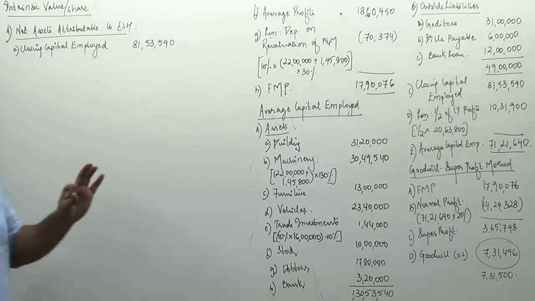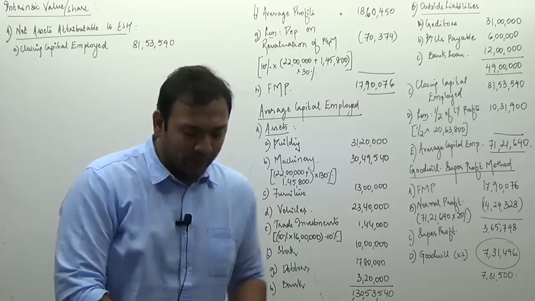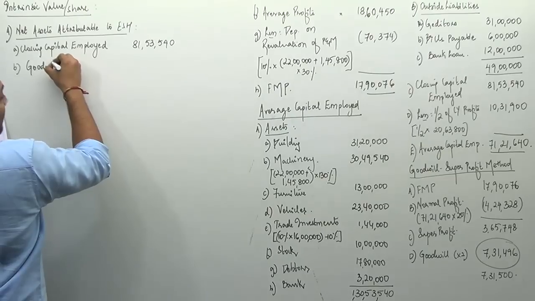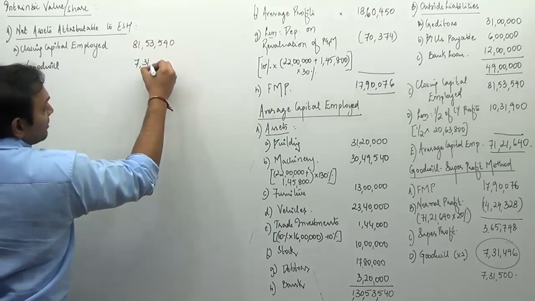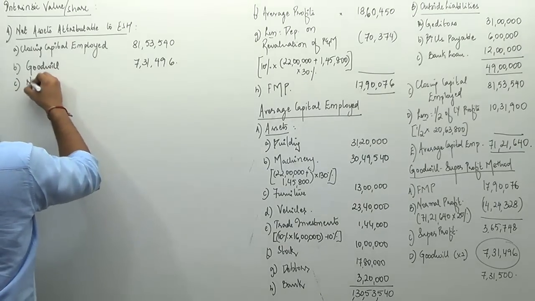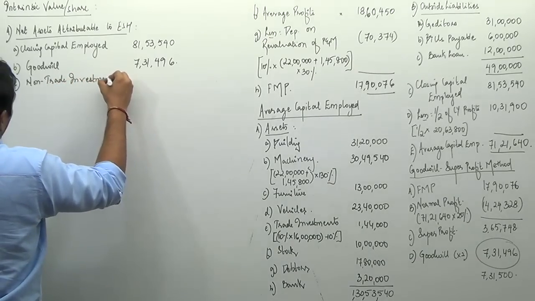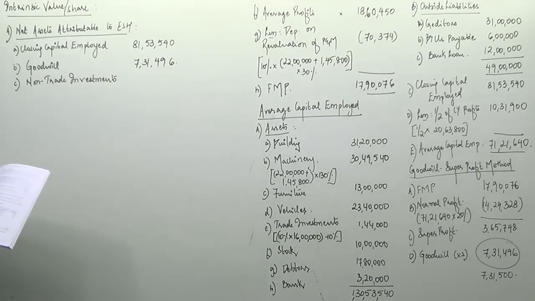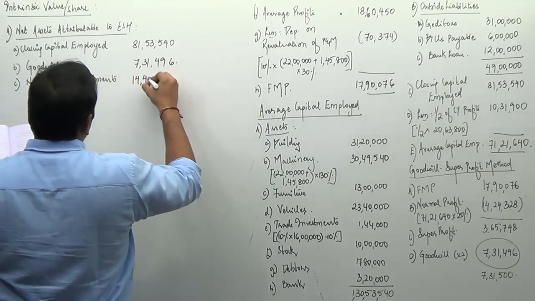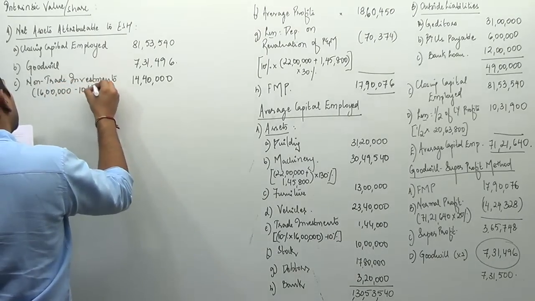Three adjustments. What are those three adjustments always? Check for goodwill, check for non-trade investments, check for preference share capital and their dividend. So go on. First one, goodwill. Add goodwill, 7,31,496 or 500, anything is fine. Next, non-trade investments. 90% of total investments, because 10% is trade, so it should be 14,40,000. There's no particular change in the value, so you can directly take the value as 14,40,000. It is nothing but 16 lakhs, my total investments, minus 10% being trade investments.